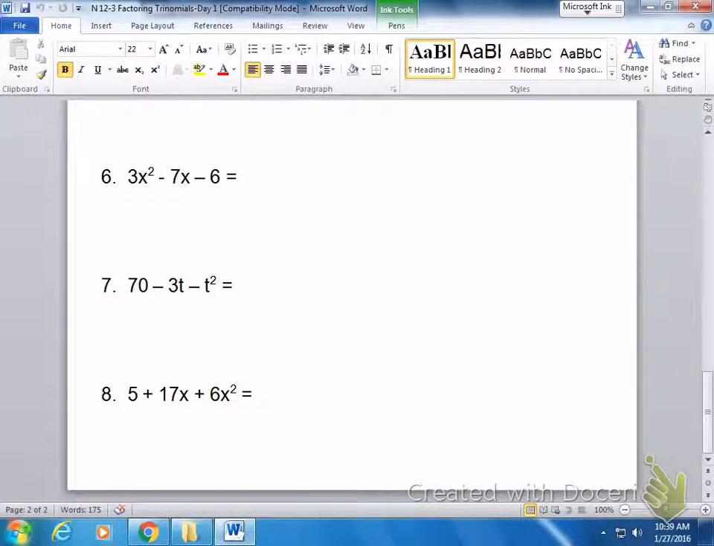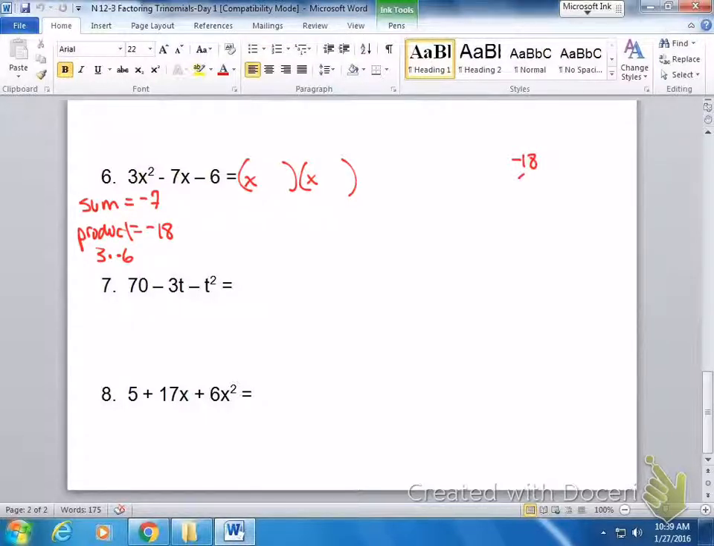Now, number 6, 7, and 8 don't give us the sums to and multiplies together, but we can do that ourselves. The first one, I want to check the order. It is an ax squared plus bx plus c form, and I'm going to open up my parentheses. I'm going to put an x inside both. Now, it sums to b, which in this case is negative 7, and it has a product, which is a times c. A times c is 3 times negative 6, which I got to be negative 18. So let's work with negative 18 and see what we can do.